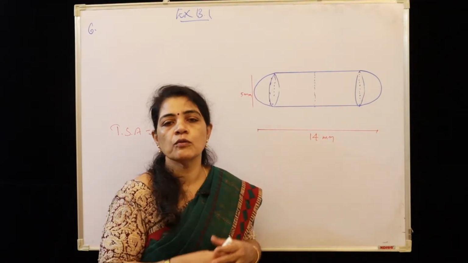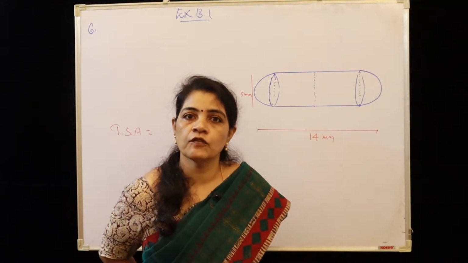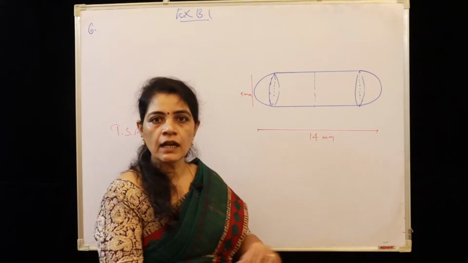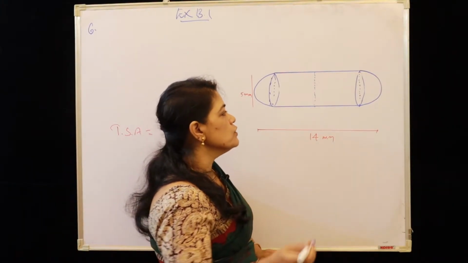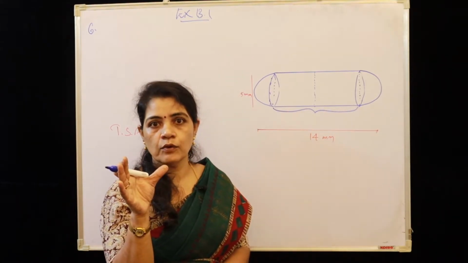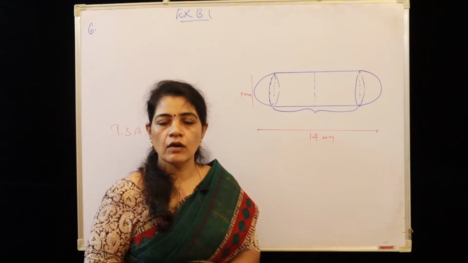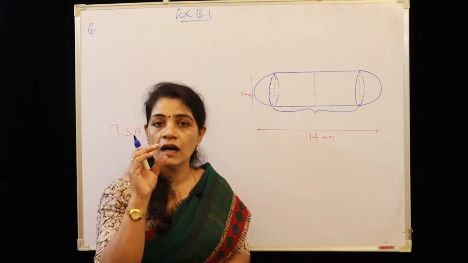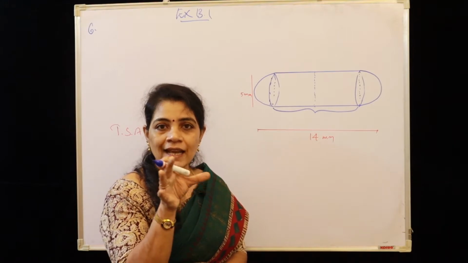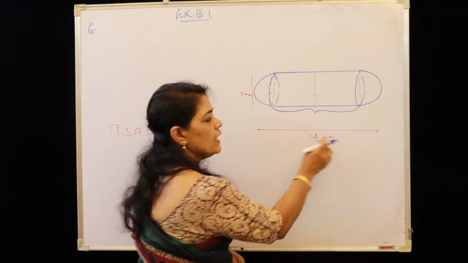So 2 into 2 pi r square, that will give you the surface area of the capsule. Is it okay, children? Okay. So that means you have to find out the CSA of the cylindrical portion. What is the CSA of the cylindrical portion? It means 2 pi rh. And for that we have to calculate the height, that means the length of the cylinder. The entire length is given as 14 mm.